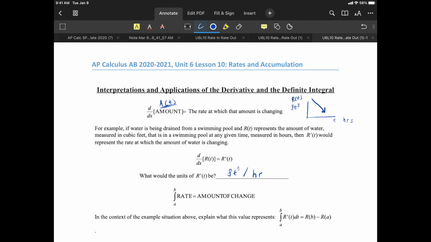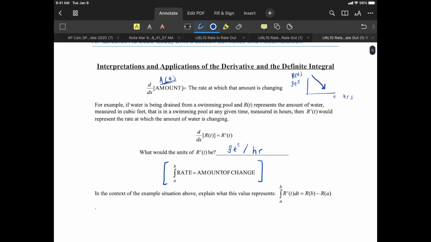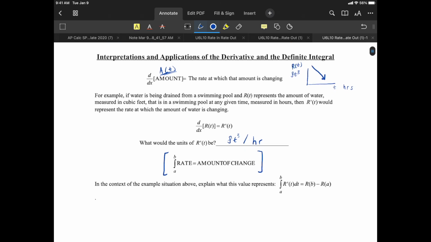The trickier one to wrap your head around is that we can do this backwards, and this is the really new, critical piece of information today. If I take the definite integral, the area under my rate function from a to b, it gives me the total amount of change.